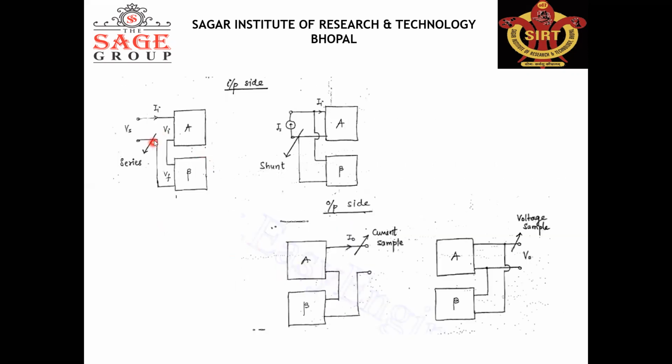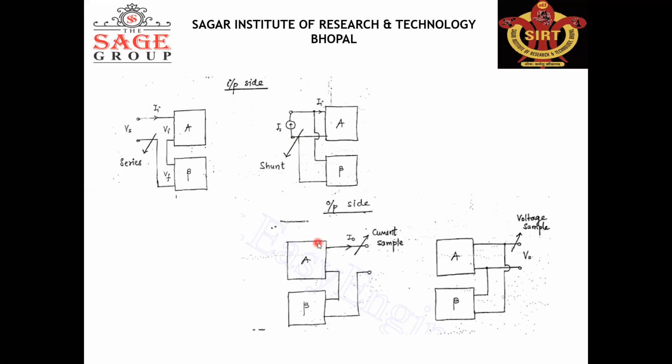So here this is a series connection. Voltage mixing is done in the form of voltage. This is the input voltage and this is the feedback voltage. Input voltage and feedback voltage are mixed at the input. Here is the parallel connection, the shunt connection. So the input current and the feedback current are mixed here.